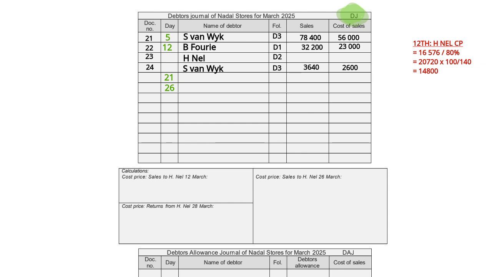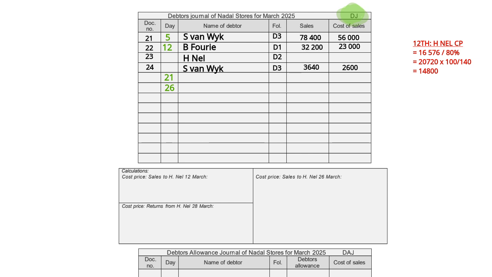Now, when we calculate our cost price, we need to calculate it on our full selling price, which means the price before the discount. So if we were offered a 20% discount, it means that this price of 16,576 is only 80% of the value. 100% minus 20% gives you 80%. So now we need to work backwards to get the full 100% price. So 16,576 divided by 80% gives me 20,720. So 20,720 is my full selling price for this credit sale transaction.